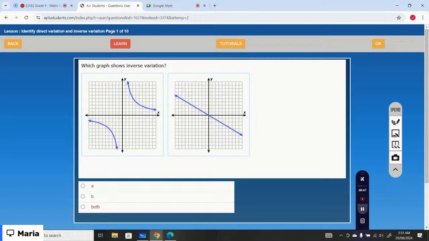Which graph shows the inverse variation? Which is the correct option? Option A is the correct option, right? A is the inverse proportion and B is the direct proportion.